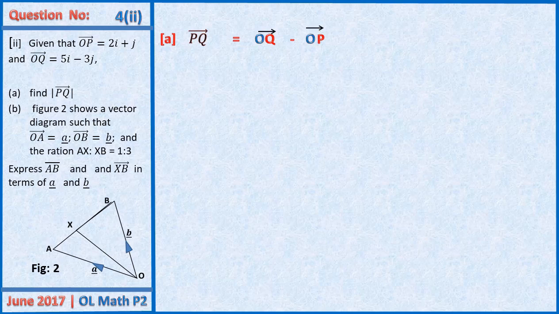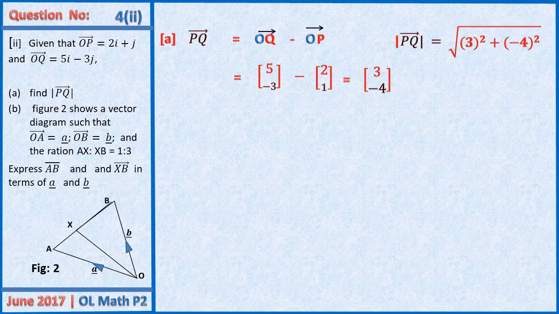So head minus tail. Using the column vectors you have, OQ is (5, -3) and OP is (2, 1). So when you subtract, you have (3, -4). Now the modulus is given by the i component squared plus the j component squared. So we have the square root of 3 squared plus (-4) squared, and that gives us 5 units.